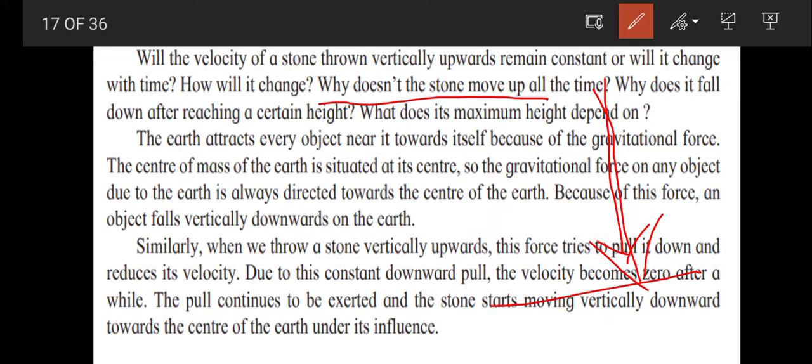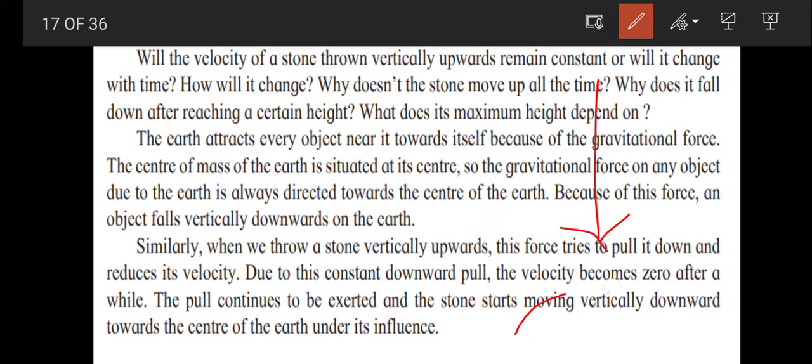Here they explain it again. The earth attracts every object near it because of the gravitational force. The center of mass of the earth is situated at its center, so the gravitational force on an object due to the earth is always directed toward the center of the earth, and that's why the object comes downward. Here they give the reason: due to that gravitational force, the object comes to the ground again.